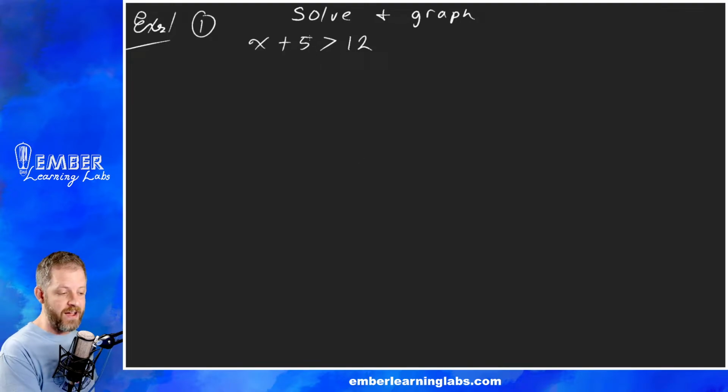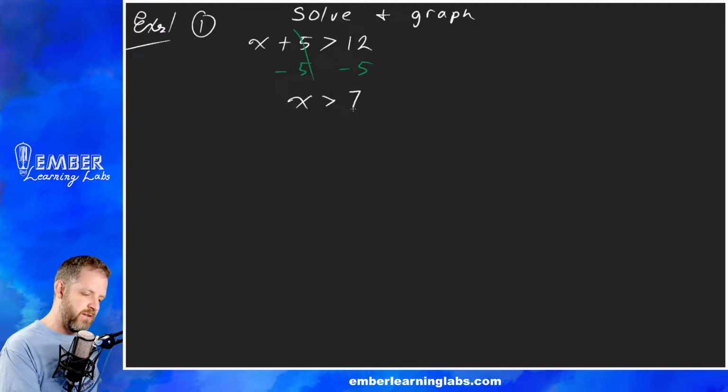So the 5 is added to the x. To get rid of it, we're going to subtract 5 from both sides. That cancels, leaving us with x is greater than positive. We're going to subtract and keep the sign of the bigger one, 7, right? So then we're going to graph the solution.